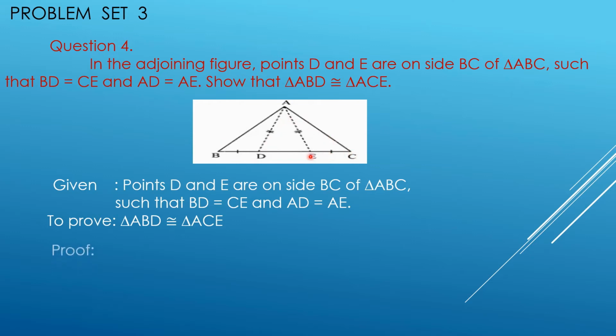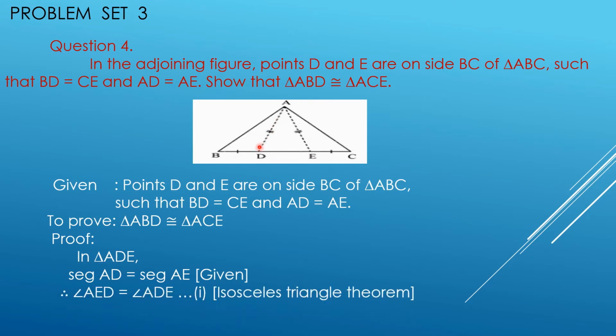And proof. First, here I am taking the triangle ADE. Which are the congruent parts? First you have to write, segment AD congruent to segment AE. Therefore, this triangle is an isosceles triangle. By the isosceles triangle theorem, the angles opposite to the equal sides are also equal. Therefore, angle AED congruent to angle ADE. That is the equation number 1.